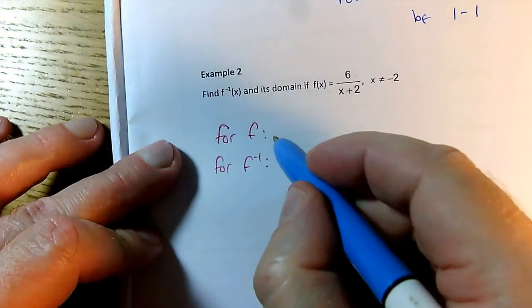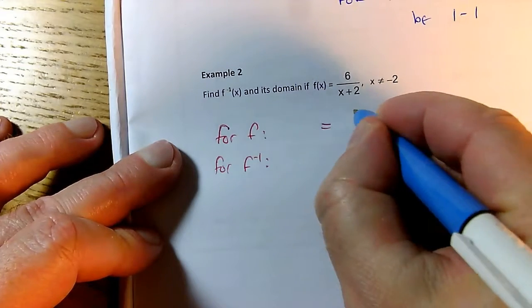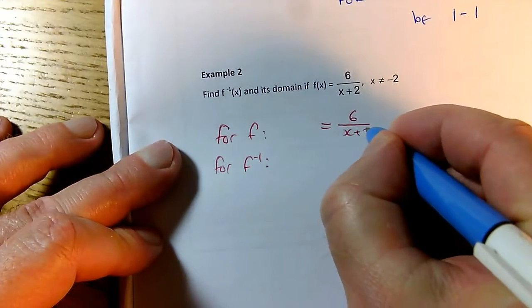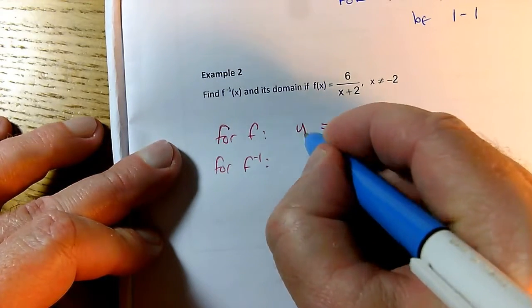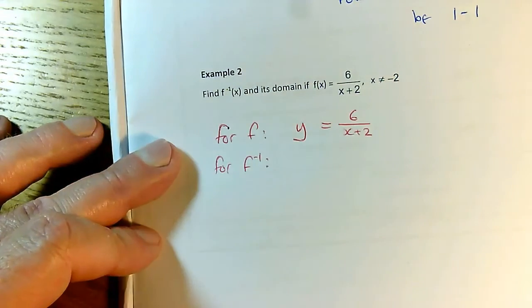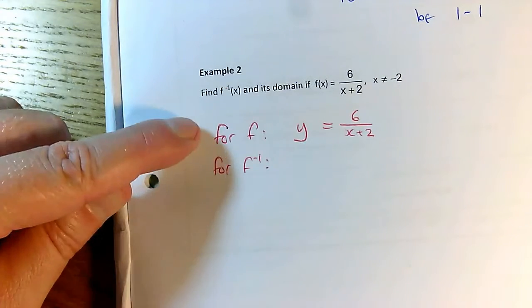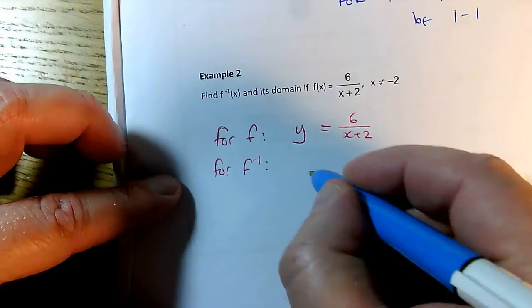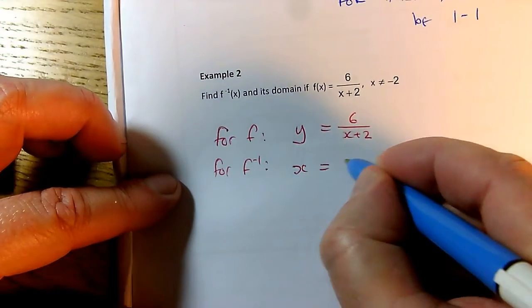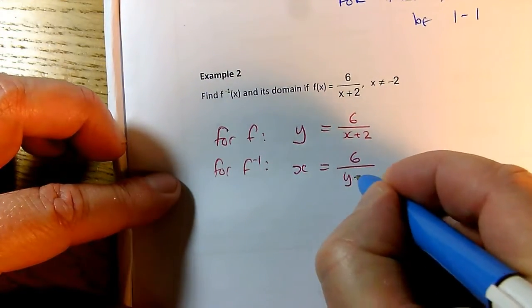So for f, something is going to equal 6 over x plus 2, but remember the template is to say instead of f of x, I'm going to call the output y. X is always the input. Okay, what happens when I go from f to its inverse? Answer, the input and output swap places. So x and y interchange, so x equals 6 over y plus 2.